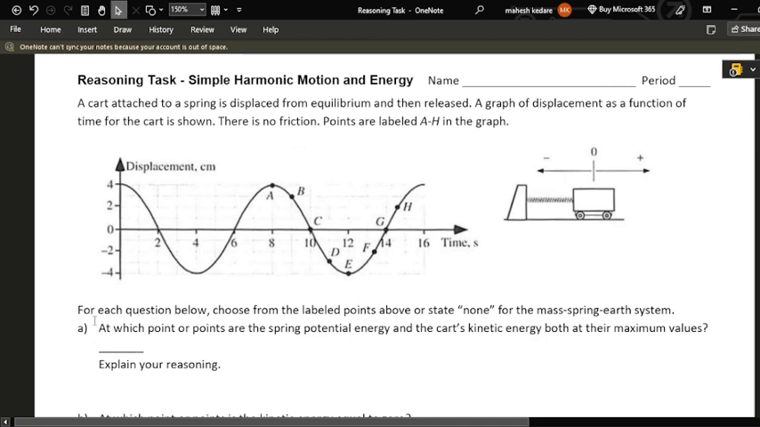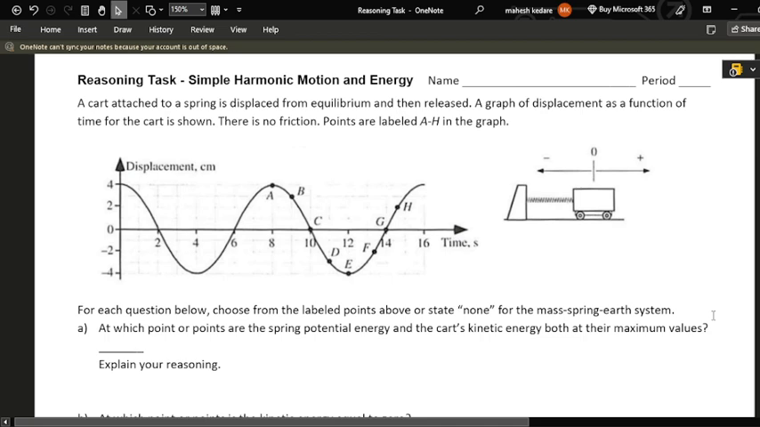The question is, at which point or points are the spring potential energy and the cart's kinetic energy both at their maximum value? Only two forms of energy are involved in this motion: kinetic energy and the potential energy due to the spring. During the motion, kinetic energy and potential energy simply convert into each other to keep the total energy constant according to the principle of energy conservation.